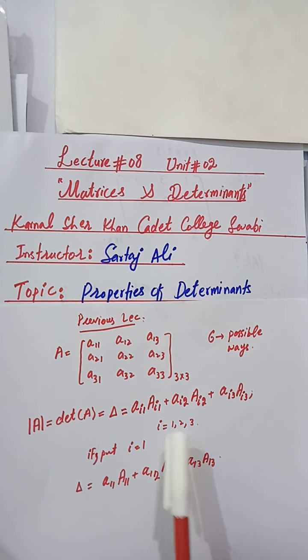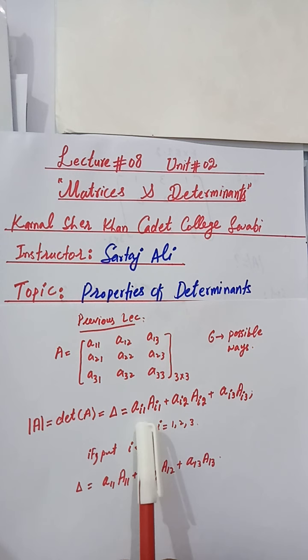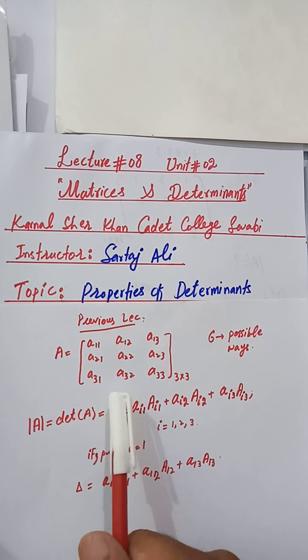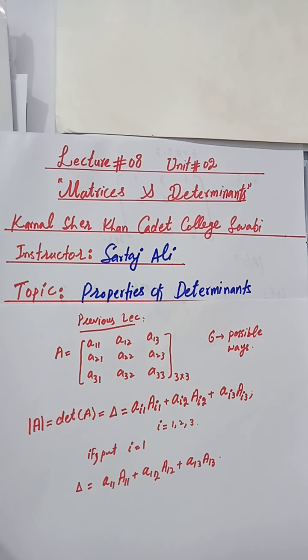If you put i equal to 2, that formula will become the formula for finding out the determinant of this matrix with respect to the second row. Meaning you are using the second row and you want to find out the determinant of this matrix. If you put i equal to 3 in this formula, you will get the formula for the determinant of this matrix with respect to the third row. Meaning you are expanding the determinant of the matrix with the help of the third row.